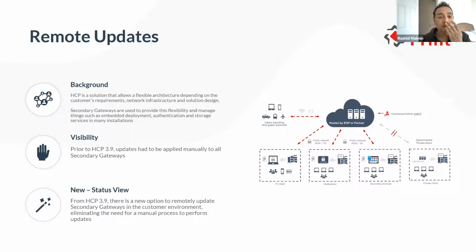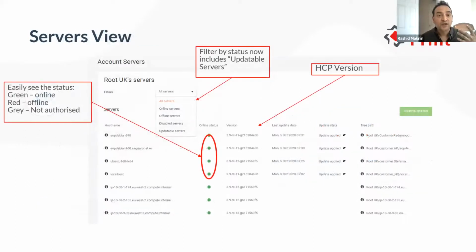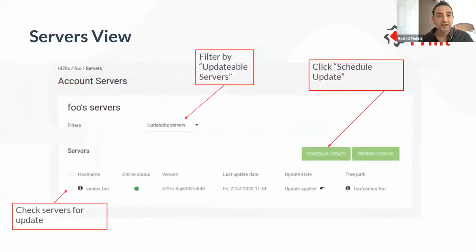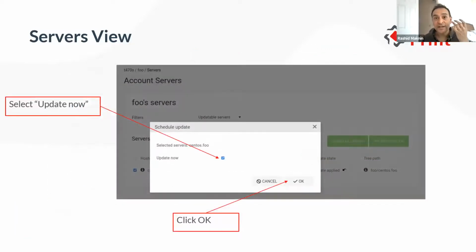And as part of that, we've also added some server views, which allow you to look at all of your secondary gateways, very simply see the status, filter by status, check the version number, check when it was last updated, and then actually apply updates very simply. So to apply updates, you just select the updatable servers, check the server, and click update. And then the update is applied.